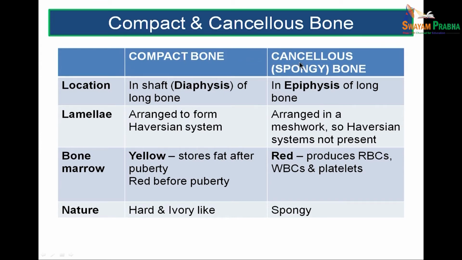Just a short table to differentiate compact bone from cancellous or spongy bone. Compact bone is seen in the diaphysis of a long bone. Spongy bone is seen in the epiphysis. The lamellae in compact bone form a good arrangement called the Haversian system, whereas in spongy bone there is no Haversian system. In compact bone, the bone marrow is yellow, whereas in spongy bone it is red and produces RBCs, WBCs and platelets. The nature of compact bone is hard and ivory-like, whereas spongy bone is of course spongy.